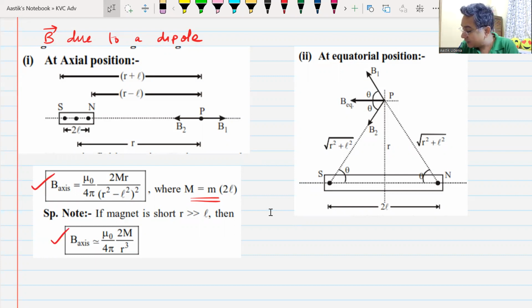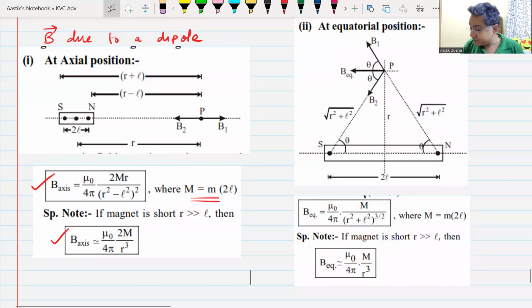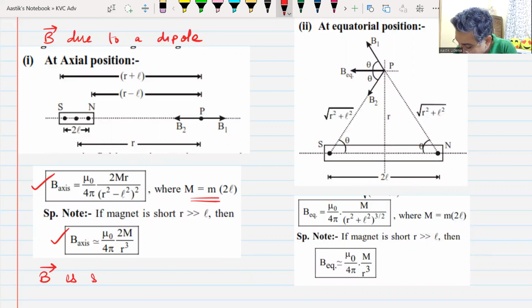Both the formulae are given together so that you can remember them, and then I will give you a table as well so that you can understand both these formulas together. What we have to note here is the direction of magnetic field. The direction of magnetic field is the same in this case as the direction of magnetic dipole moment.